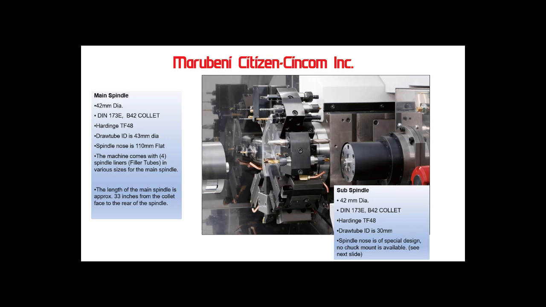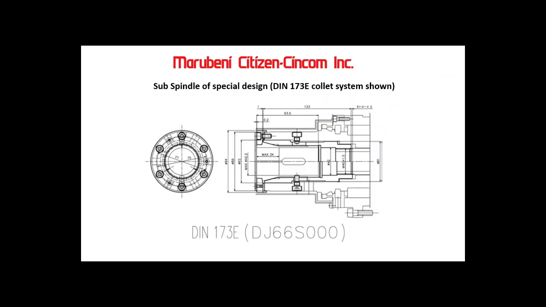The sub spindle accepts the same collets as the main. However, the draw tube diameter is 30 millimeters. The spindle nose is of a special design on the sub spindle side. No chuck mount is available. As you can see, the sub spindle has an inner sleeve that accepts a collet system. However, the main housing is the spindle itself. No spindle nose is actually bolted onto the unit. The cabinet for the collet is bolted onto the actual spindle. So here we're seeing the cabinet on the front end, and we're seeing the inner sleeve there.